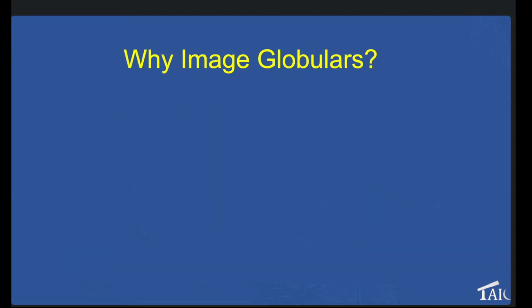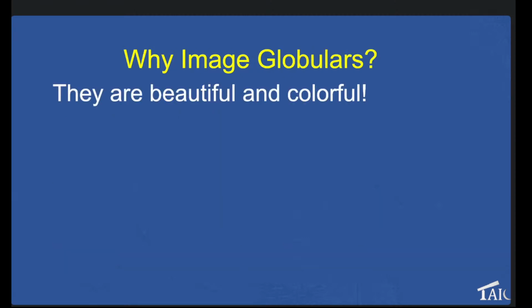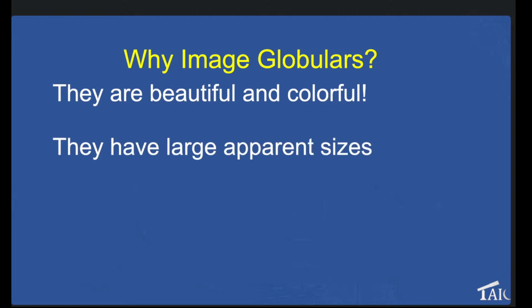So why image globulars? Well, as I already said, they're beautiful, but let's not forget they're colorful. Globular star clusters shouldn't look like a splotch of spray paint on black velvet. They contain red giants and blue stragglers that make them colorful as well. They have large apparent sizes. Many globular star clusters are a substantial, I repeat, substantial fraction of the size of the full moon.